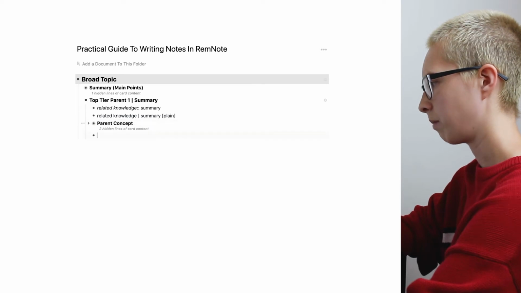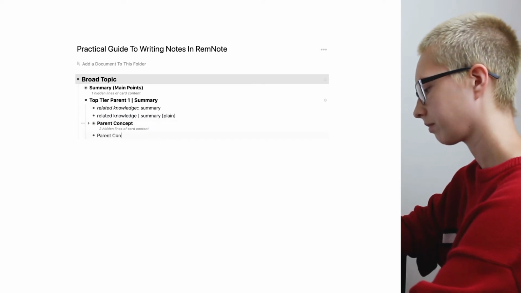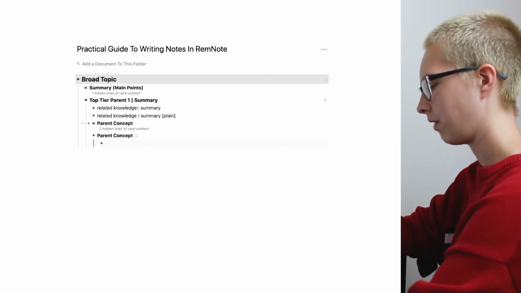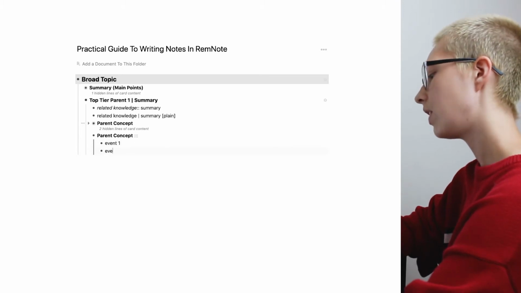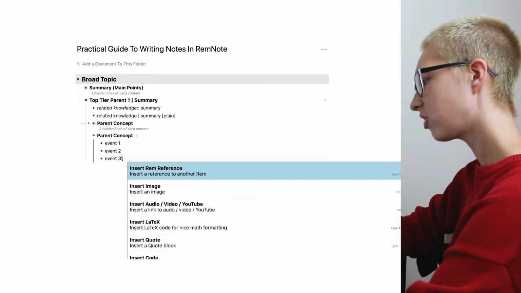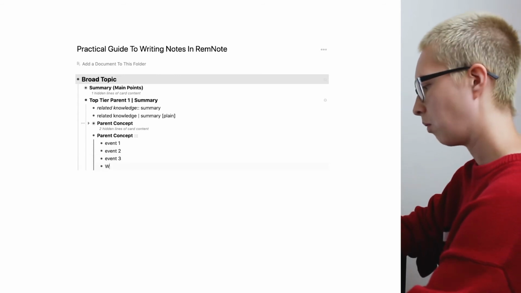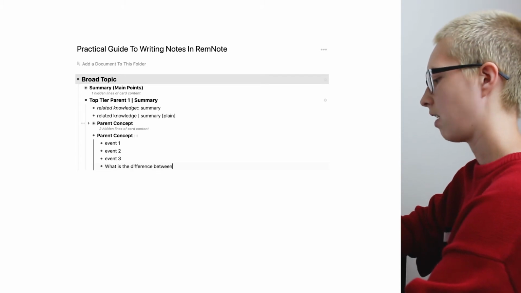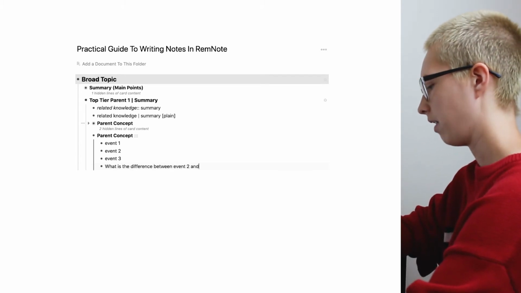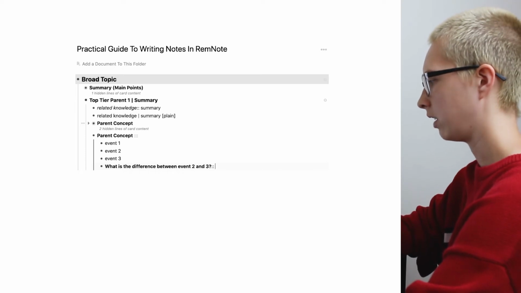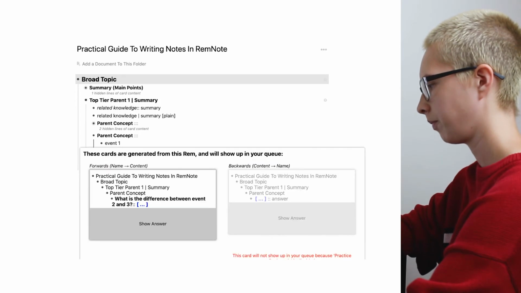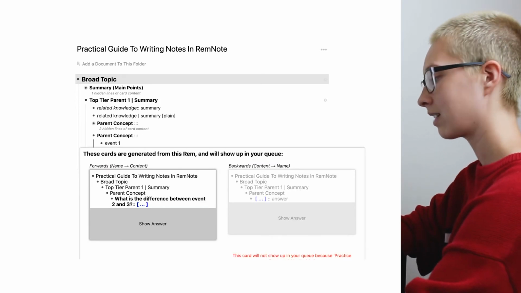So let's add another parent concept in here. 1, 2, 3. Let's say this is a historical event and I want to break it up into sub events. So let's say within this, we have event 1, event 2, and event 3. But I also want to ask myself some questions, like what is the difference between event 2 and 3? I'm going to do a double colon and show the answer over here, and this will turn into a flashcard. It will prompt me with the question and ask me to remember the answer.